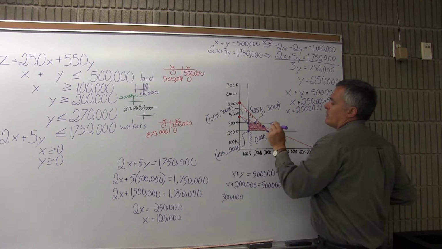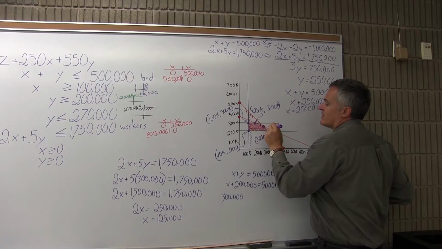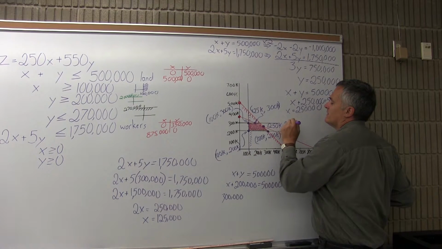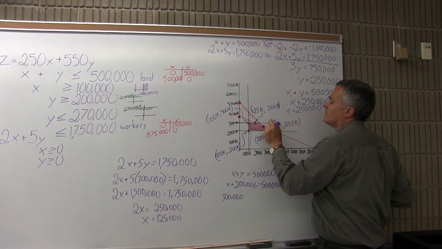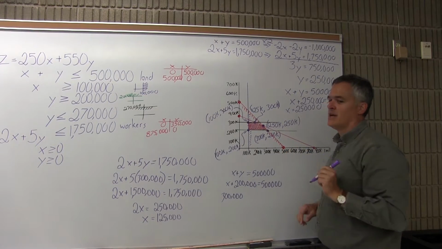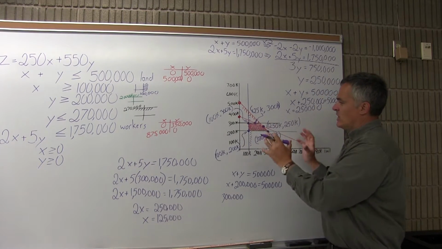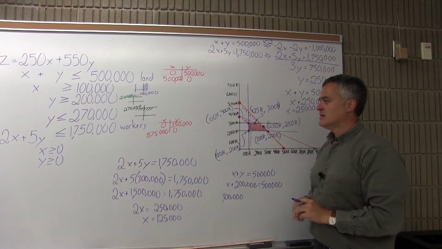So the point at which the two red lines intersect on my feasible region has the coordinates of the point 250,000 for x, 250,000 for y, which again I'll abbreviate 250k, 250k, just because it would be too packed in to write all the zeros.